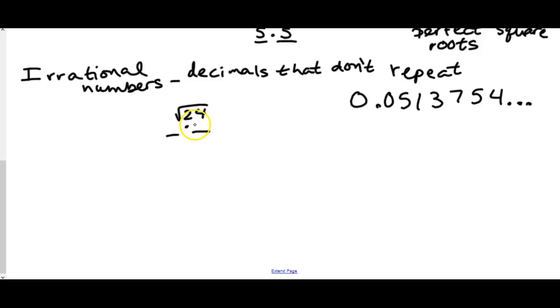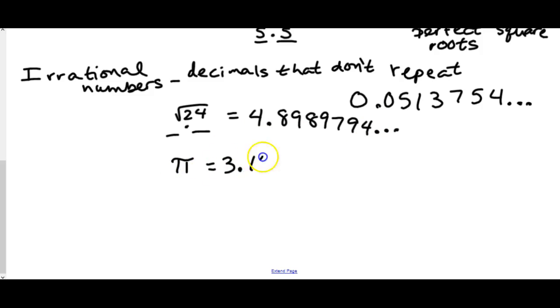Square root of 24, if we were to plug that into a calculator, we would also get a decimal that does not repeat. And at first it may look like it's going to repeat, but then the next one is 794. Or there are some special numbers that they have found, like pi, that is irrational. Pi is 3.14159, and then it also keeps going forever. So now if I give you a number, you can classify it according to one or a couple of these sets.